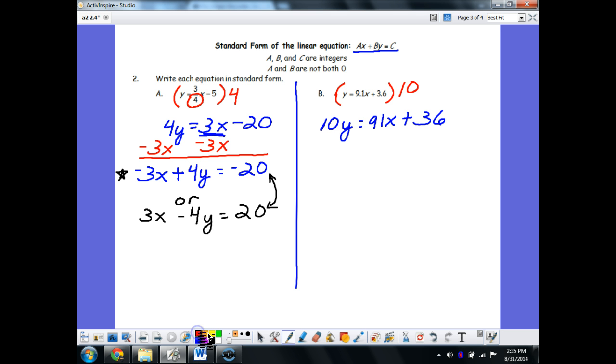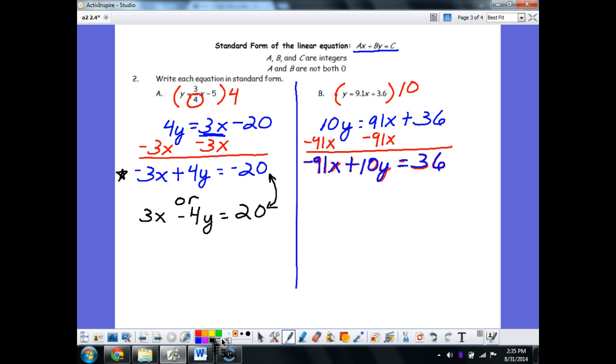Now we just need to get the x and the y on the same side by subtracting the 91x. And in order to do that, we have -91x plus 10y is equal to 36. And once again, I wrote that in the wrong color. That's okay, pretend that's blue. I'm kind of big into my different colors if you haven't noticed that yet. So pretend I remembered to write that all in blue. Okay, so negative 91x plus 10y is equal to 36.